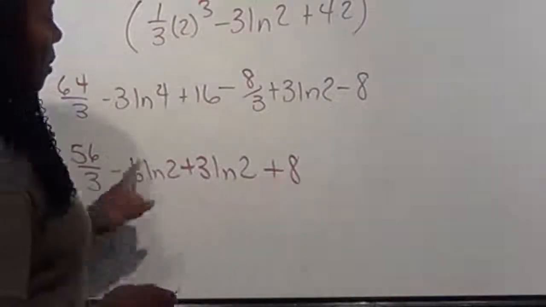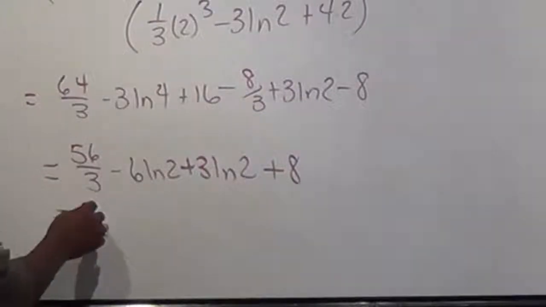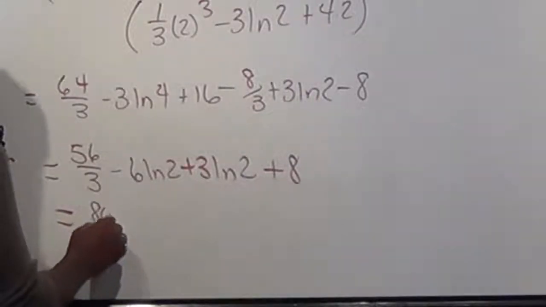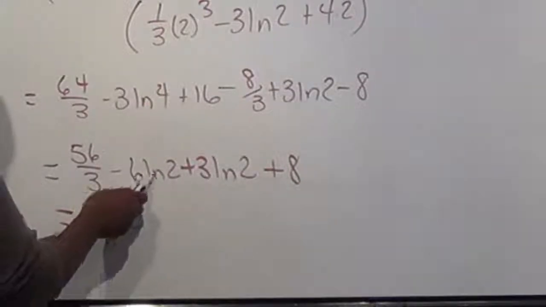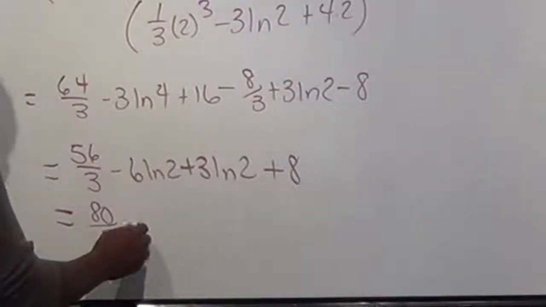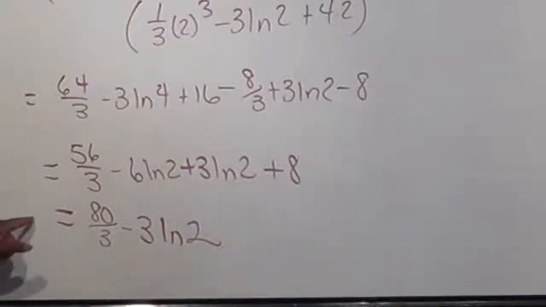So getting common denominator here, I'll have a 24 over 3. Adding to that will give me an 80/3. And then from here, minus 6 of these plus 3 means I'm looking at minus a 3 ln of 2. So there would be my answer for that definite integral.